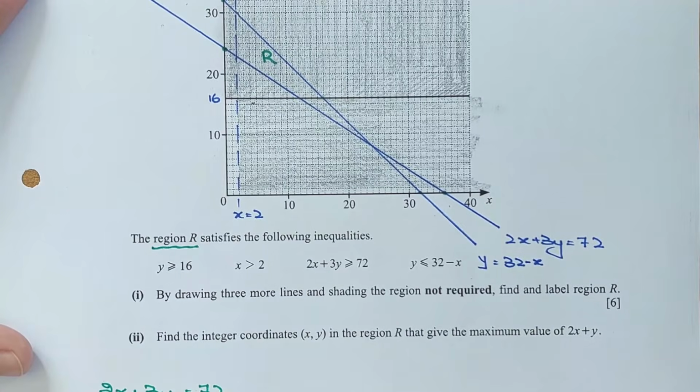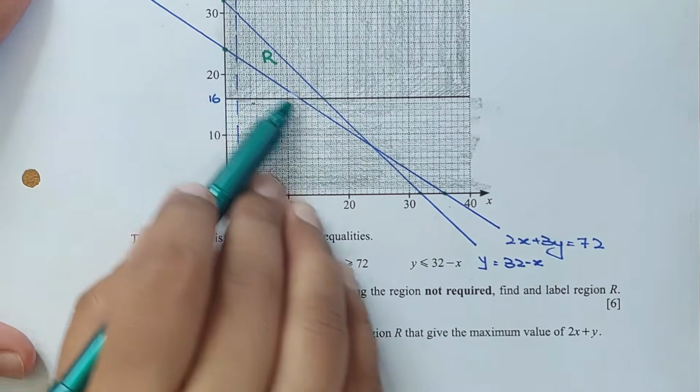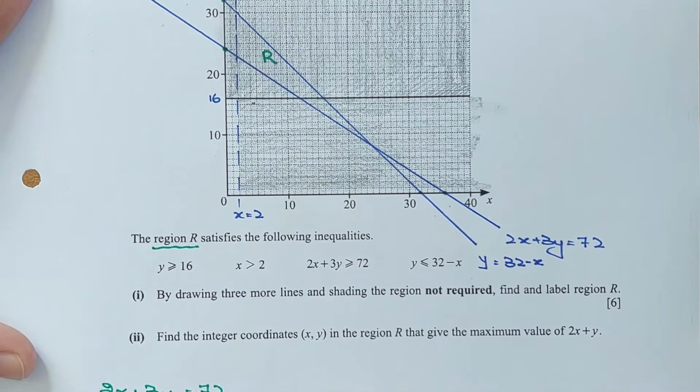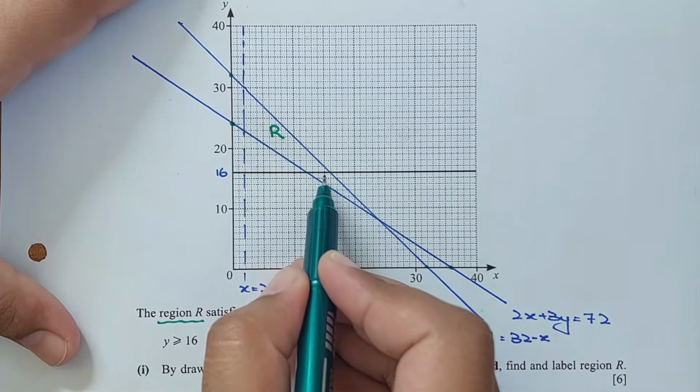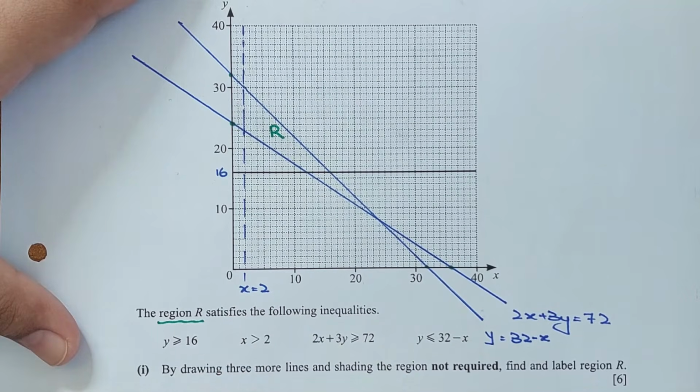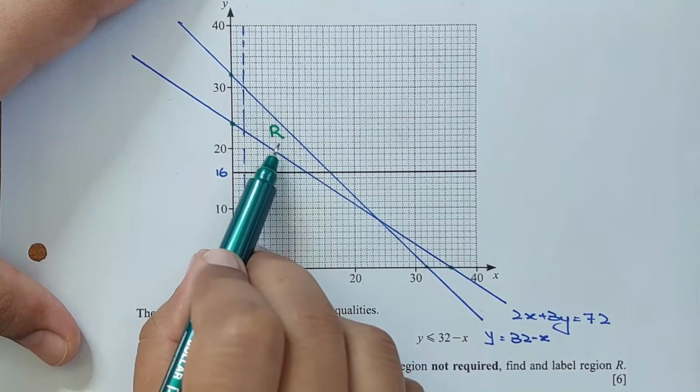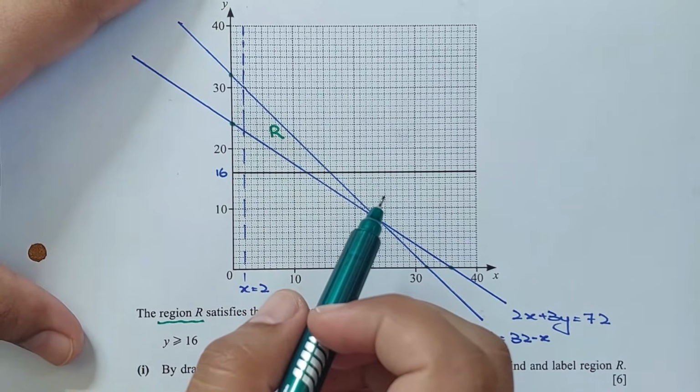4 inequalities, right? Number 2, find the integer coordinate x, y in the region R that gives the maximum value of 2x plus y. In this region R, we have to find the coordinate x, y that gives the maximum value of this. All right. So we need to find the integer coordinate. So it is 2 times x and then adding y. So x is already multiplied by 2, and then add in y. So it means we have to pick the max value for y.